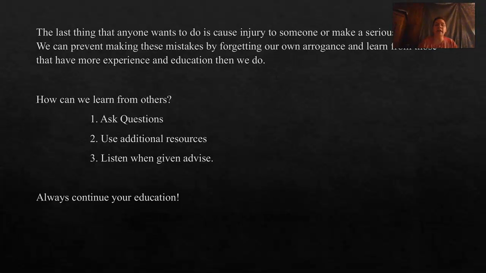Third, give advice and listen when given advice. Never assume that what you know is the ultimate or the only way to do it. The person that is giving you advice usually knows what they're talking about because they have learned from experience. Continue your education, and always remember you will never know it all.